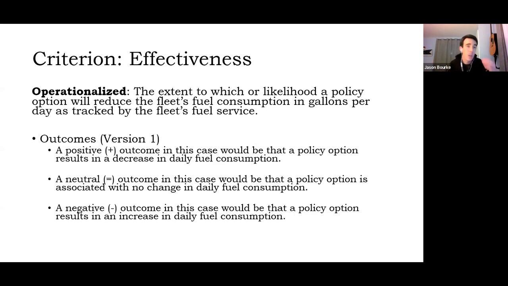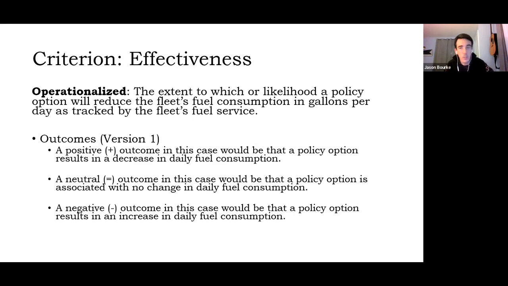So maybe our whole fleet consumes, we'll say, 1,000 gallons of fuel a day. A positive condition would be that our fleet now burns less than that, right? 900 gallons of fuel a day. A neutral condition would mean that there is no change in daily fuel consumption, right? We stay at that 1,000 gallons. Or a negative outcome would mean that we actually use more fuel as a result of this policy than previously.